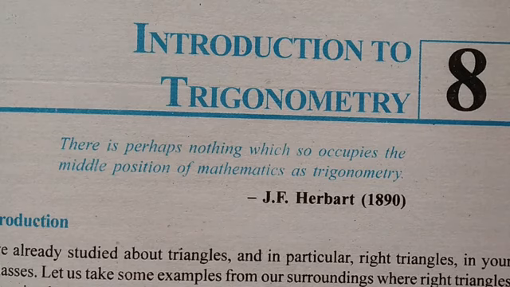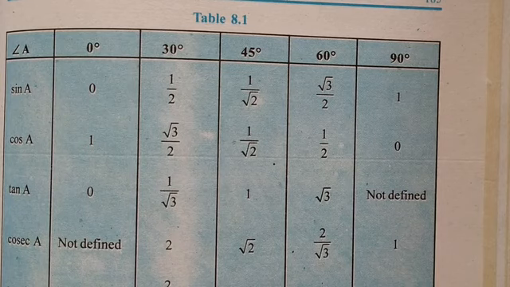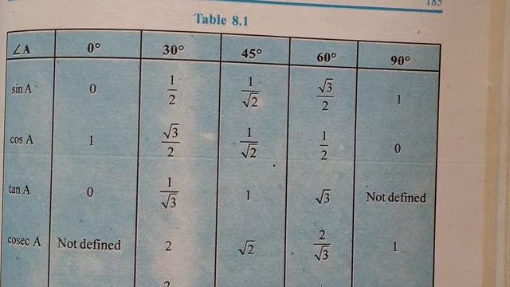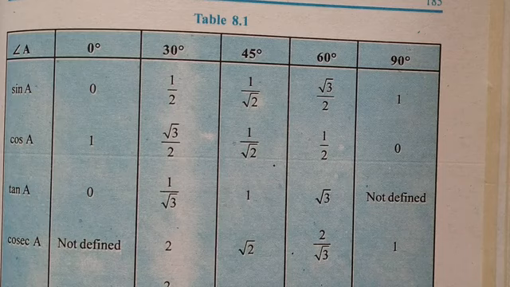Now today we learn trigonometric ratios of some specific angles. In standard 10th we have only 5 angles: 0, 30 degree, 45 degree, 60 degree and 90 degree. What are the values of the basic functions, that is sine, cos, tan, cosec, sec and cot, for these angles? So this is table 8.1 that gives all values.